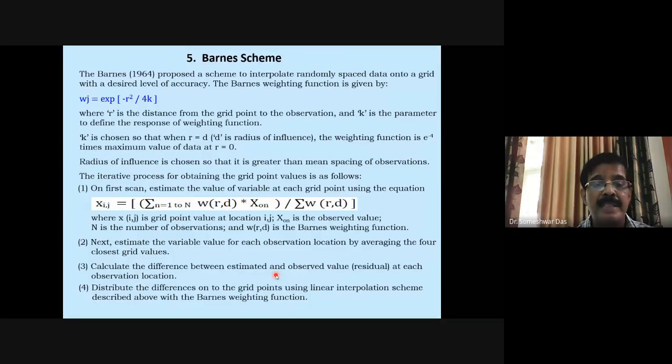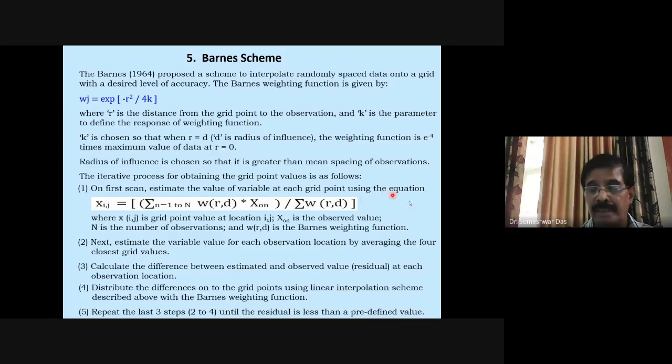Fourth step is to distribute the differences on the grid points using the linear interpolation scheme described above with the Barnes weighting function. And finally, fifth step is to repeat the last 3 steps until the residual is less than the predefined value. Once the residual or the error is less than the predefined value, that means you have reached convergence, and your analysis at the grid points is as close to the observation as possible, or so-called the closest to the truth. So this is the Barnes scheme.